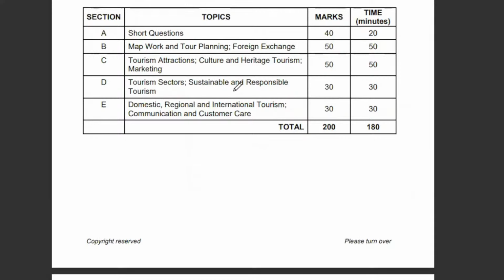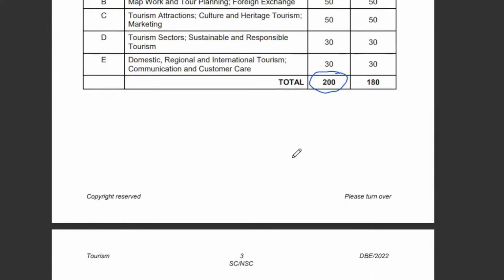Section D, which is made up of 30 marks, consists of our tourism sectors, and sustainable and responsible tourism. The final topics will be found in section E, where you look at domestic, regional, and international tourism, and also communication and customer care. The total mark allocation for this paper would be 200 marks. So in tourism, always bear in mind that you only write 1 paper, which consists of a total of 200 marks.